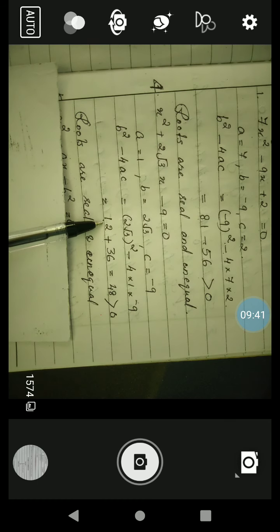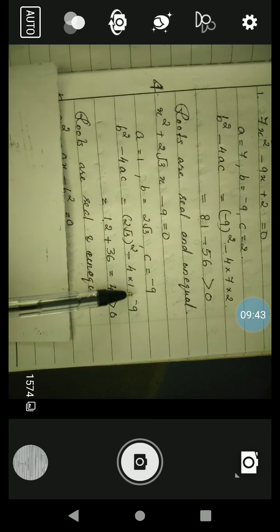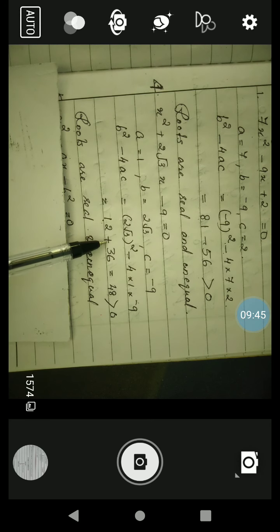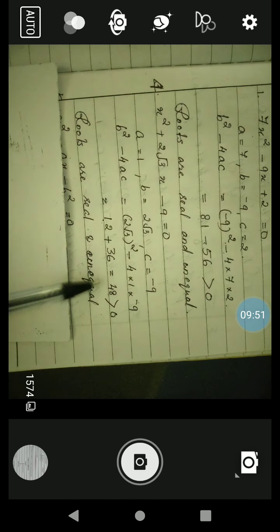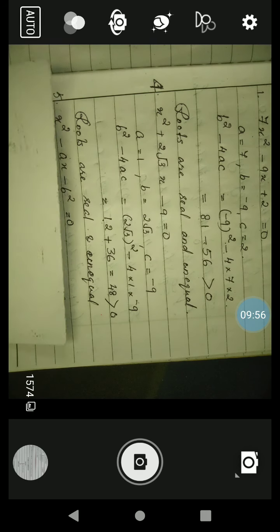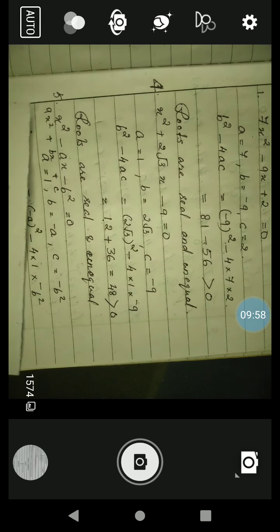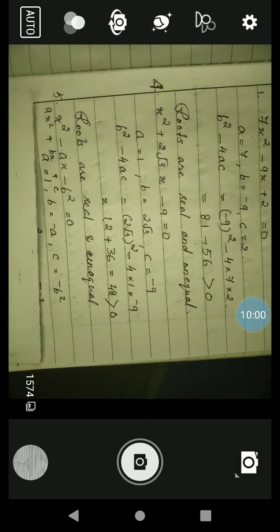2 root 3 the whole square is 2 root 3 into 2 root 3, that is 12. Minus of minus becomes plus. 4 into 9 into 1, that is 36. So it is 12 plus 36, that is 48. That is also greater than 0. Therefore, roots are real and unequal.